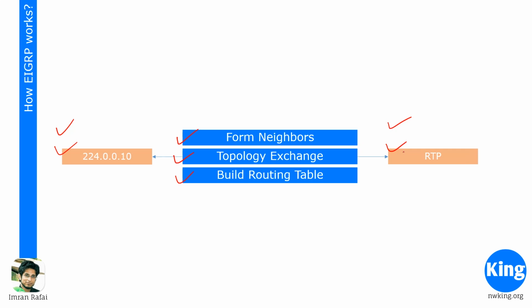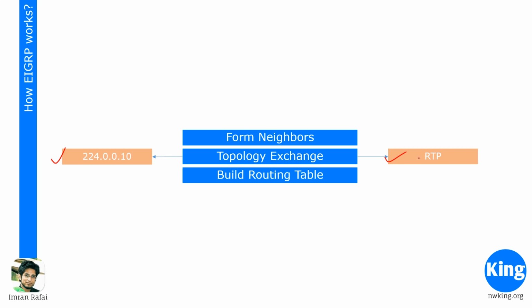The next step is the topology exchange. It sends updates. The hello message will always go to this multicast address, 224.0.0.10, for whoever is running EIGRP, and updates will go either to the unicast IP address of the neighbor, or to a multicast, depending on how it's configured.